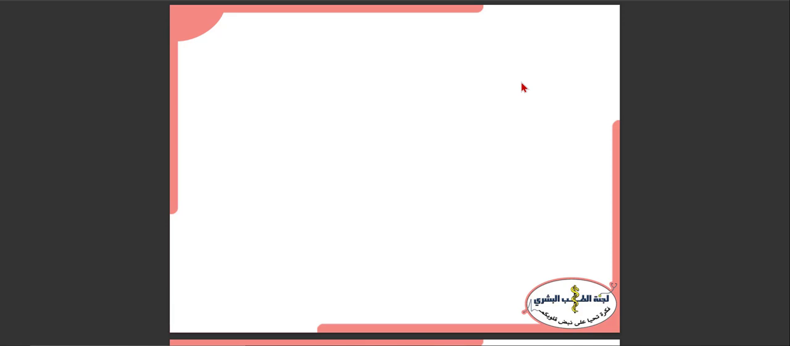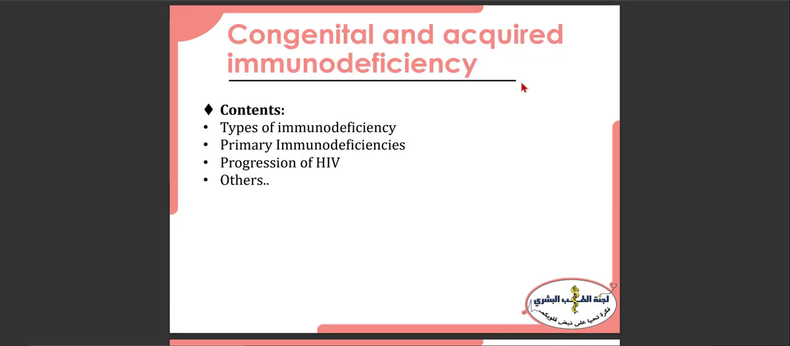معكم يحيى الشقيرات من دفعة مجد سنة رابعة، وإن شاء الله اليوم راح أكون معكم بشرح المحاضرة رقم 18 من مادة الإيميونولوجي، واللي هي عنوانها Congenital and Acquired Immunodeficiencies.